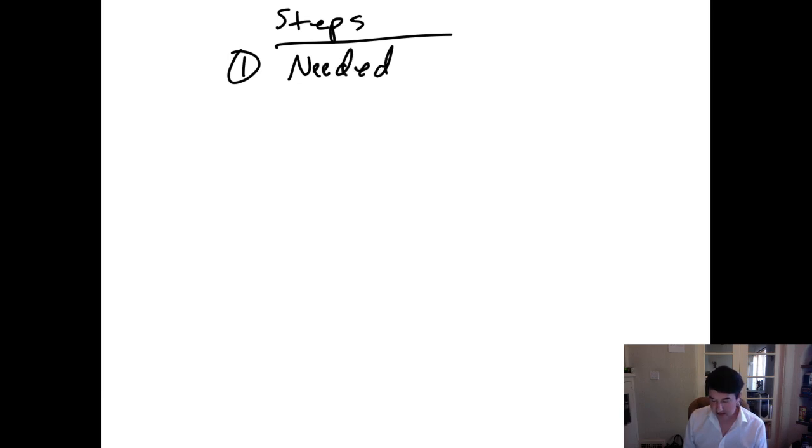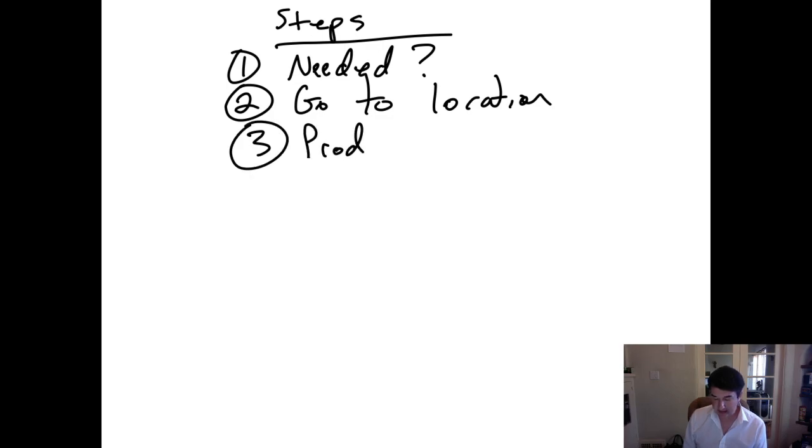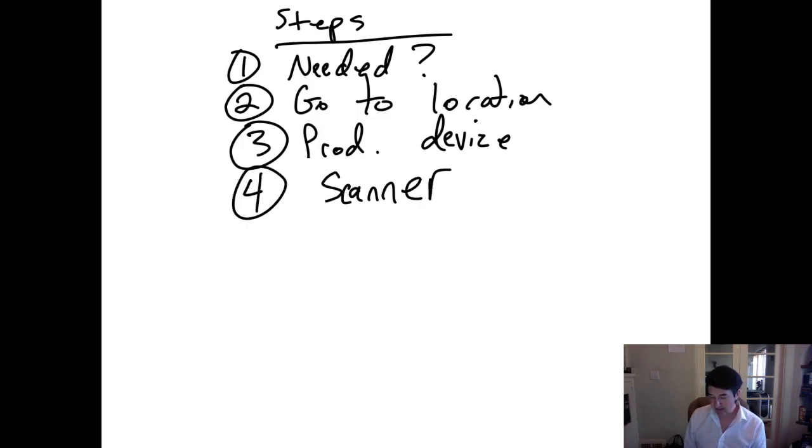So again, going through my steps here, I realize I'm already at the 2-hour mark, a little bit longer than I wanted to be on the stream today. If our number one step is find out if the assessment is needed, our number 2 step is go to the location, our number 3 step is get access to a production device, our number 4 step is do a scan, use a Wi-Fi scanner, preferably running on the production device.